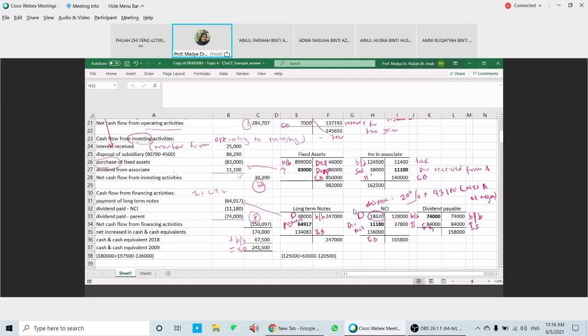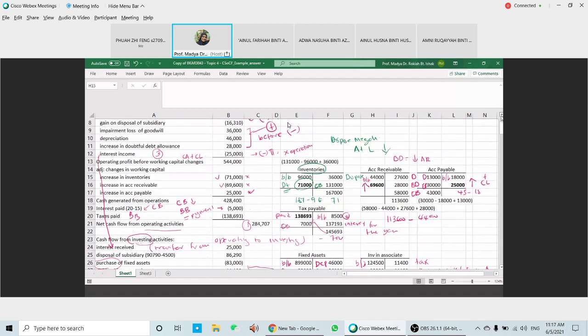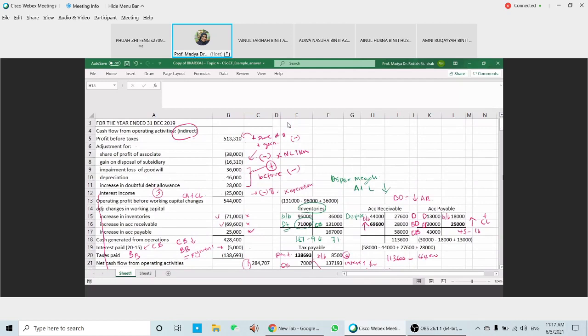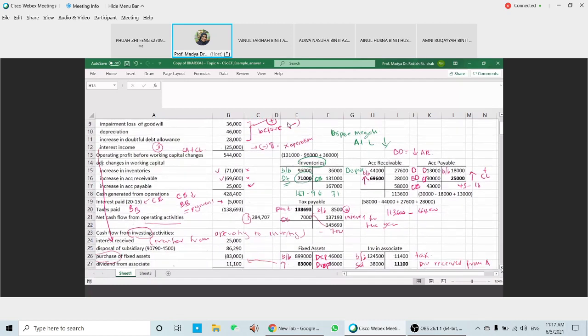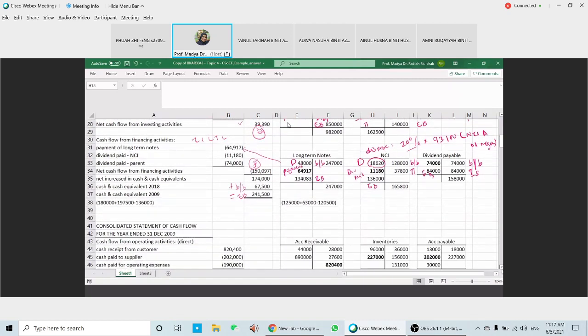So try to look at this and then prepare the direct method. Any questions? Even though the additional information is very simple, you need to analyze every single piece of information in the statements, both the income statement and the statement of financial position. I'm not going to discuss the direct method. You try to prepare it, and I'll just give you the answer for the direct method.